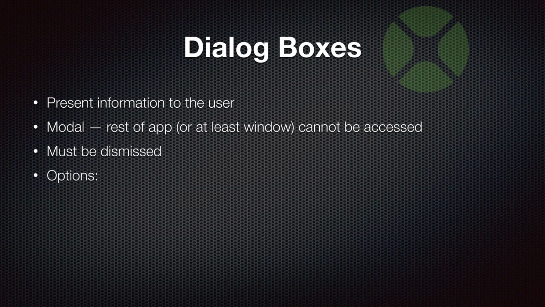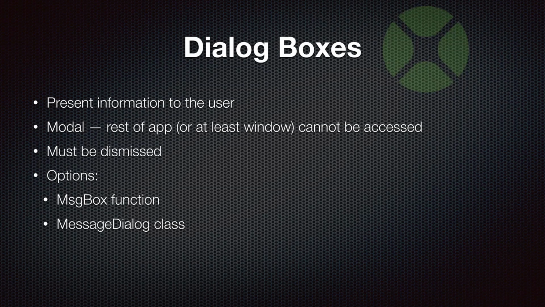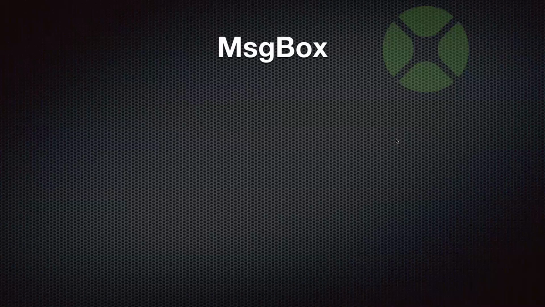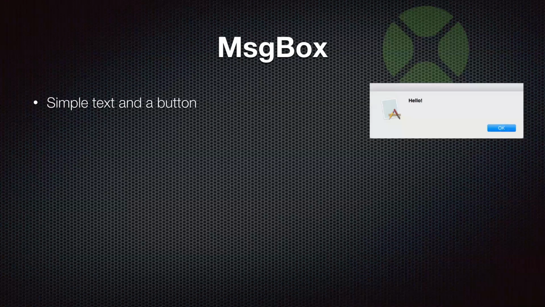And there's a couple options for creating your own dialog boxes and displaying them. The first is the very simple MessageBox function, and then the more powerful MessageDialog class. So let's talk about MessageBox first. Well, first of all, and probably its most common use, a MessageBox can display some simple text and a button, something like this. Probably not super useful for most cases in your app, but it can be handy.